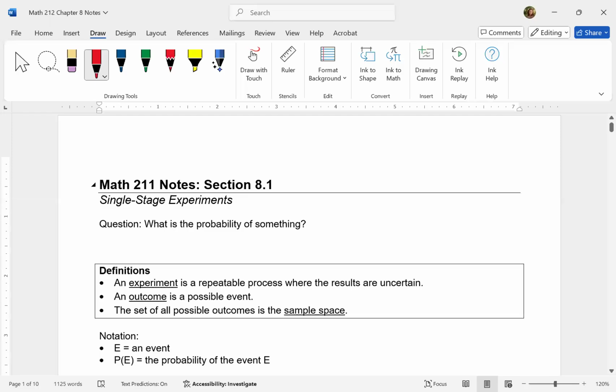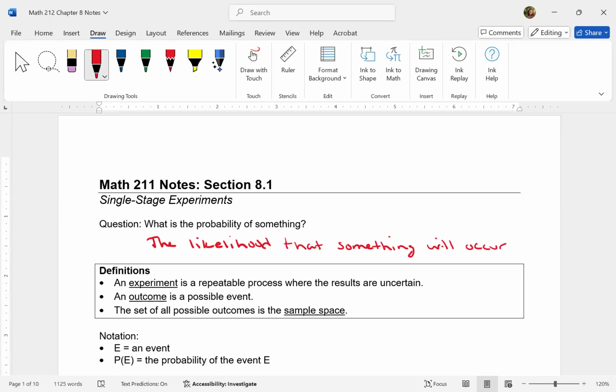In this video, we're going to talk about single stage experiments, which is really the book's way of introducing us to probability. That's what we're going to be looking at for the next chapter. So, what is the probability of something? Well, it is the likelihood that something will occur.